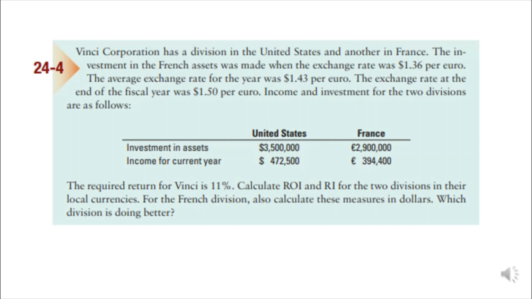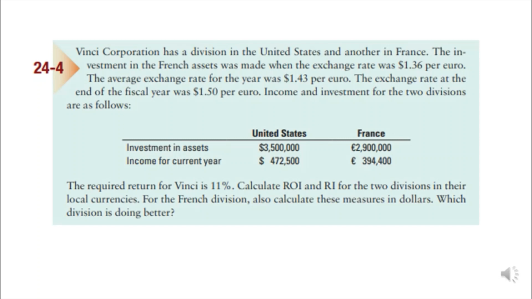Vinci Corporation has a division in the United States and another in France. The investment in the French assets was made when the exchange rate was $1.36 per euro. The average exchange rate for the year was $1.43 per euro. The exchange rate at the end of the fiscal year was $1.50 per euro. And income and investment for the two divisions are as follows. They gave the information about investments and incomes for the United States and France.